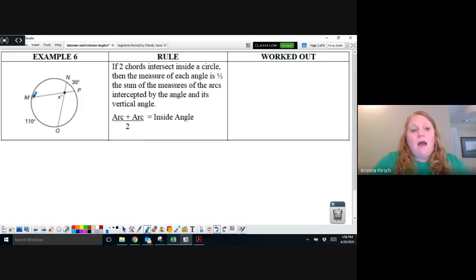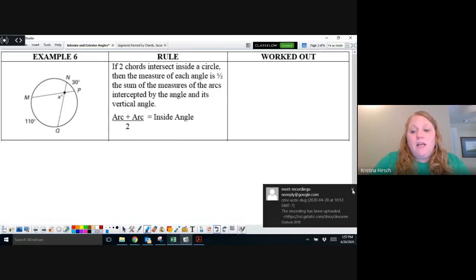Okay, basically you have these two chords, right? They intersect each other inside of the circle and they're technically forming all four angles, but we're only asking you for this one little angle right here. So what happens is when these chords intersect each other, they have these intercepted arcs. So I've got this 30-degree arc right here, and then I have a 110-degree arc right here.